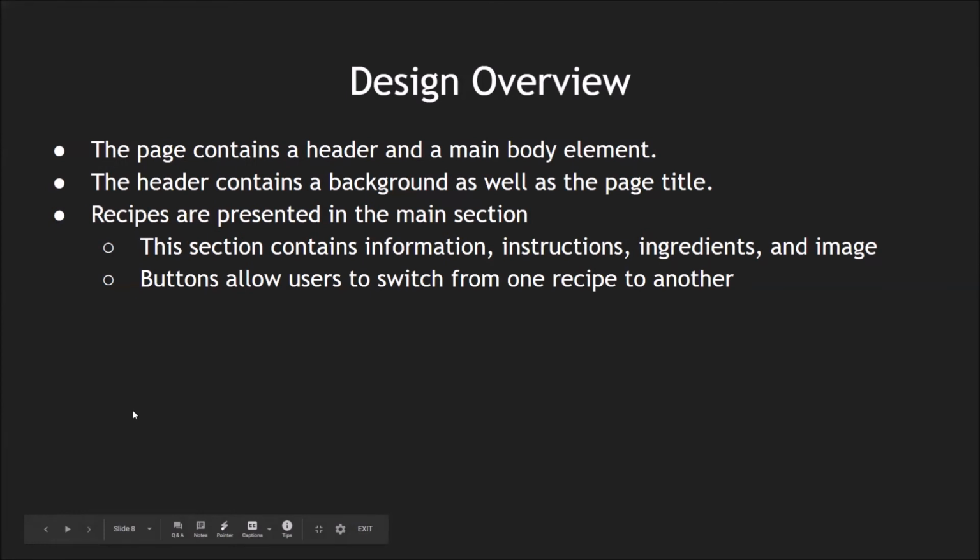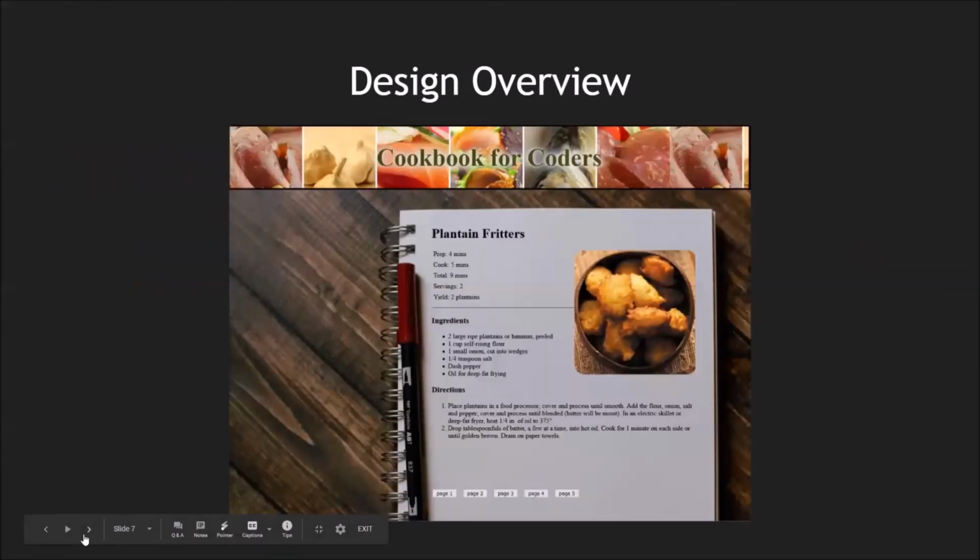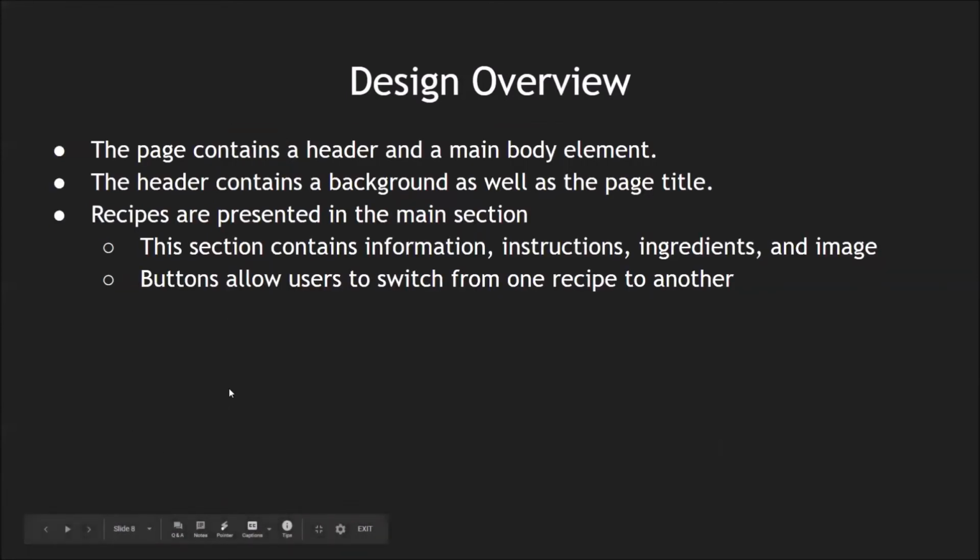I'll talk a little bit about the design here. So some general design information is that the page contains a header and a main body element. The header contains a background as well as the page title. Recipes are presented in the main screen, and within this main screen there is information, instructions, ingredients, an image, and buttons that allow users to switch from one recipe to another.